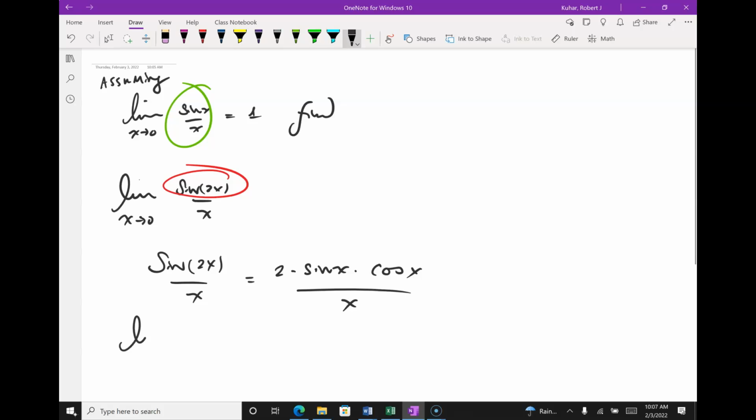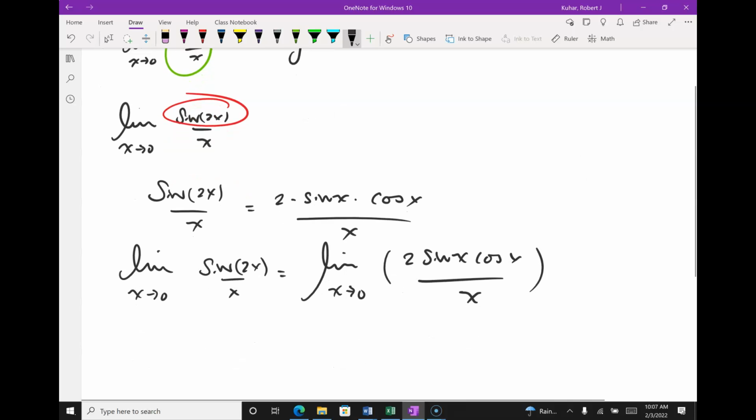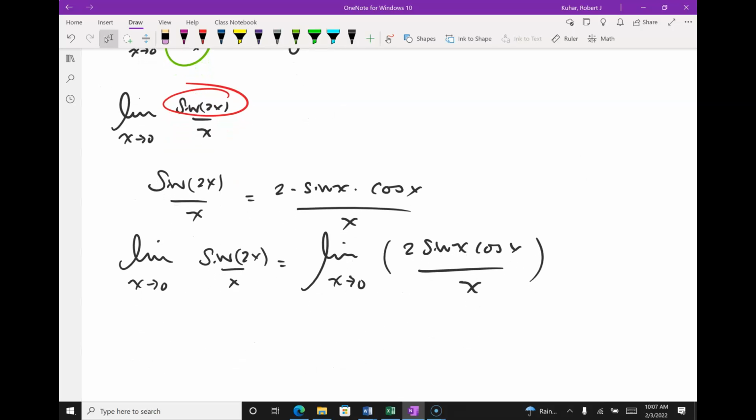So I'm looking at the limit as x goes to 0 of sine 2x over x, which is the limit as x goes to 0 of 2 sine x cos x over x. And now I'm going to apply that property where I can factor out something and take the limit of the factors separately. So I want to do the limit as x goes to 0 of sine x over x times the limit as x goes to 0 of 2 cos x. Right? Do you see?